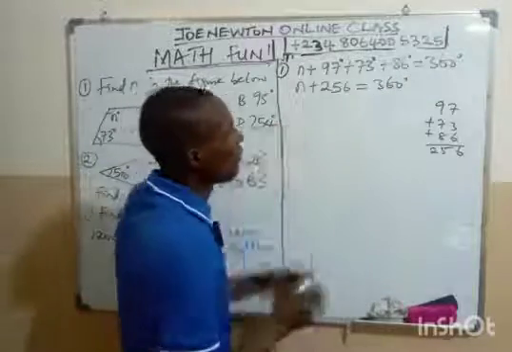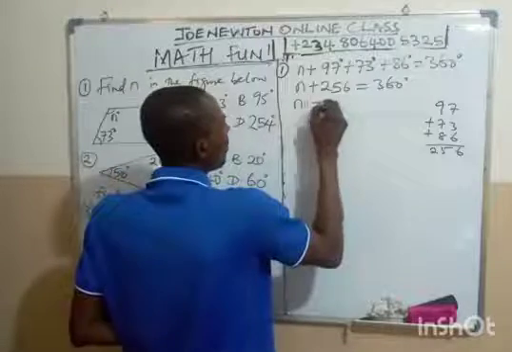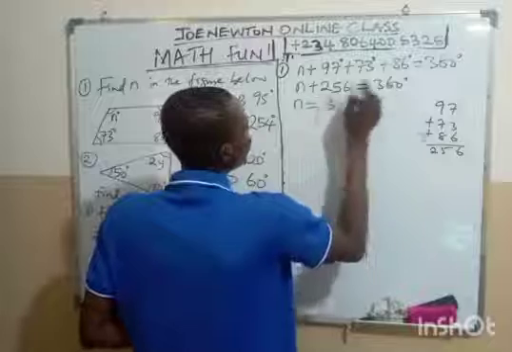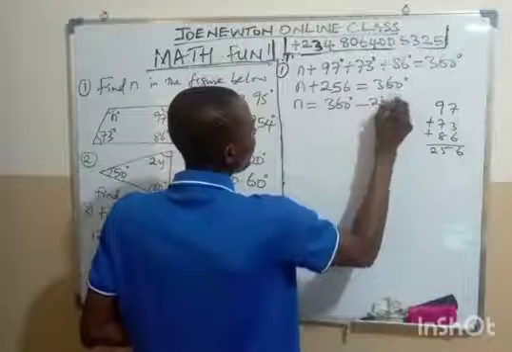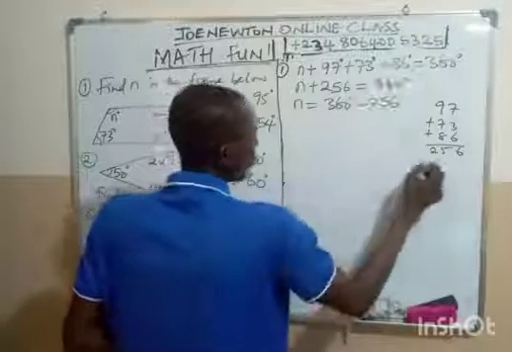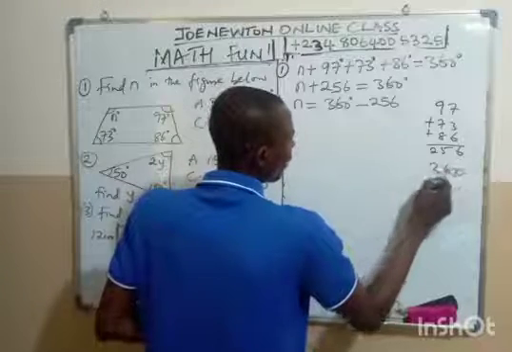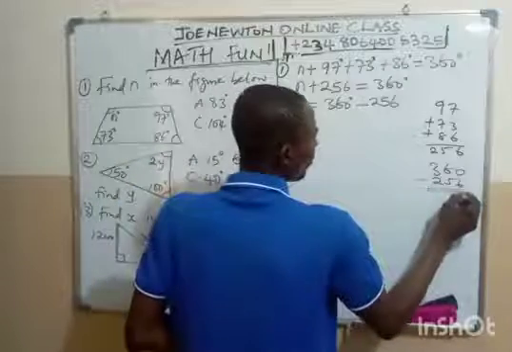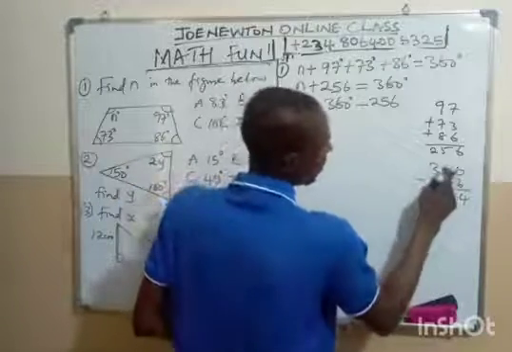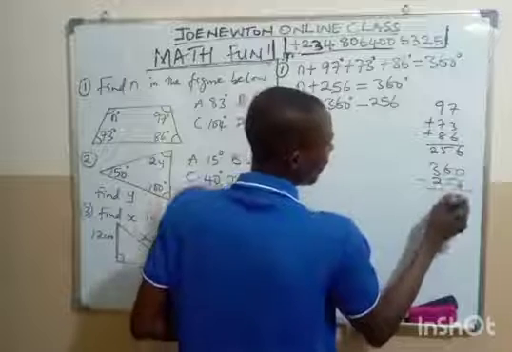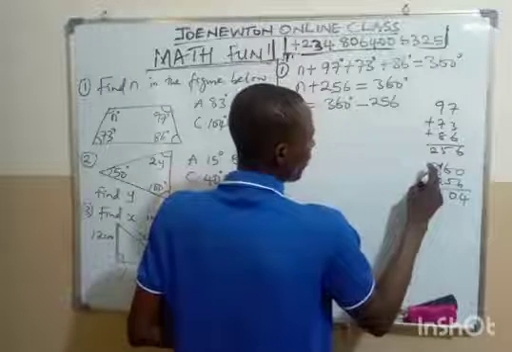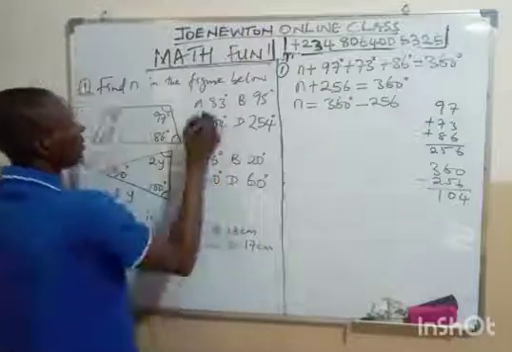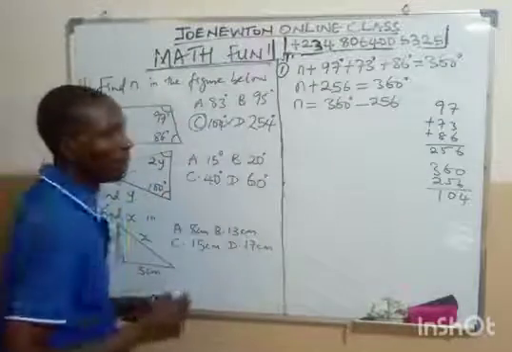So we are looking for the value of n. Therefore, n will now be equal to 360 degrees minus 256, because when this sign crosses here, it becomes minus. So we have 360 minus 256. Now put 1 here, 10. 10 minus 6 is 4. We are left with 5 here. 5 minus 5, we have 0. Here remain 3 minus 2, we have 1. That is 104. Looking at the options, option C is the correct answer, 104 degrees.